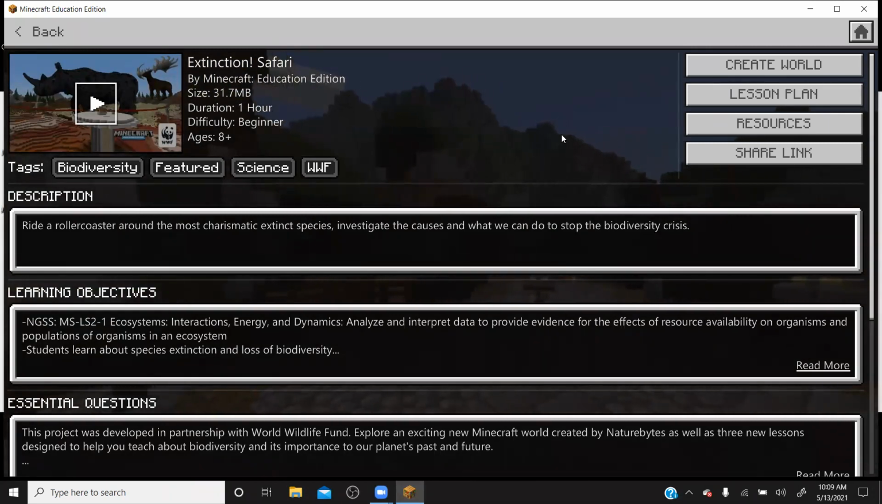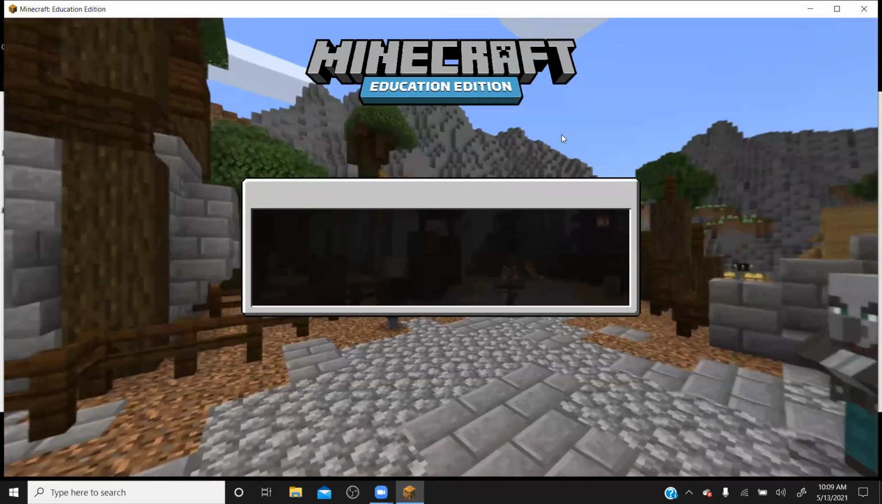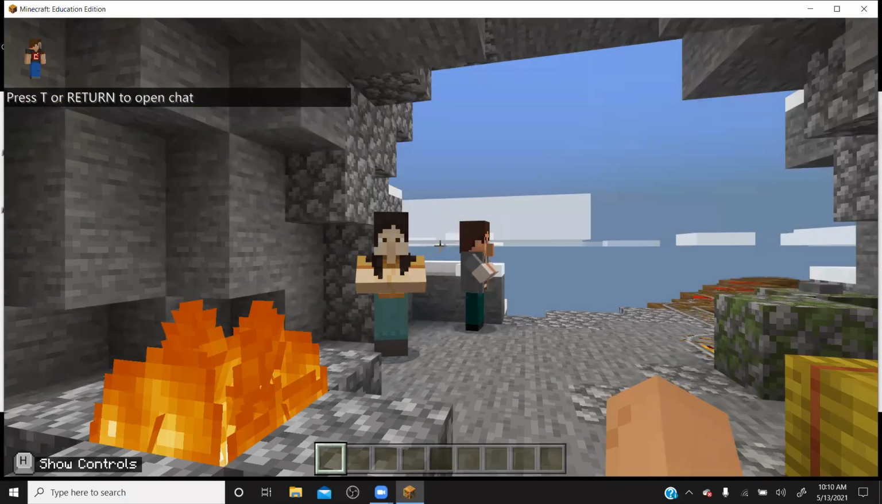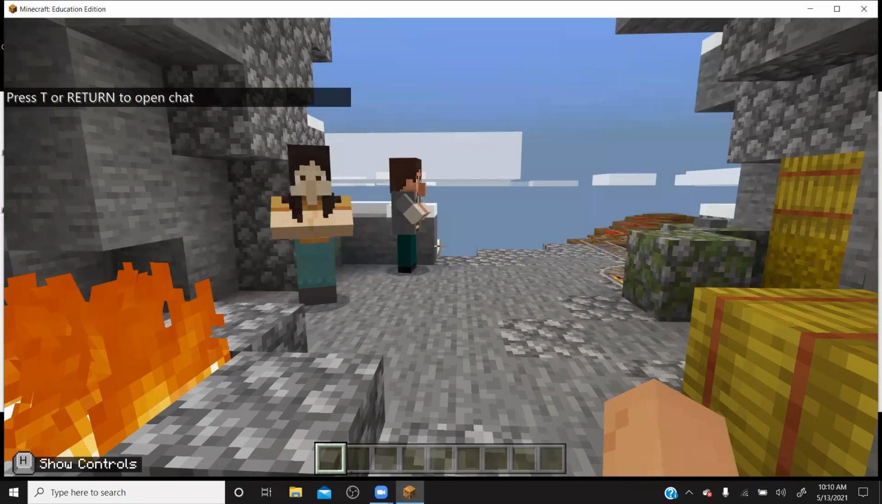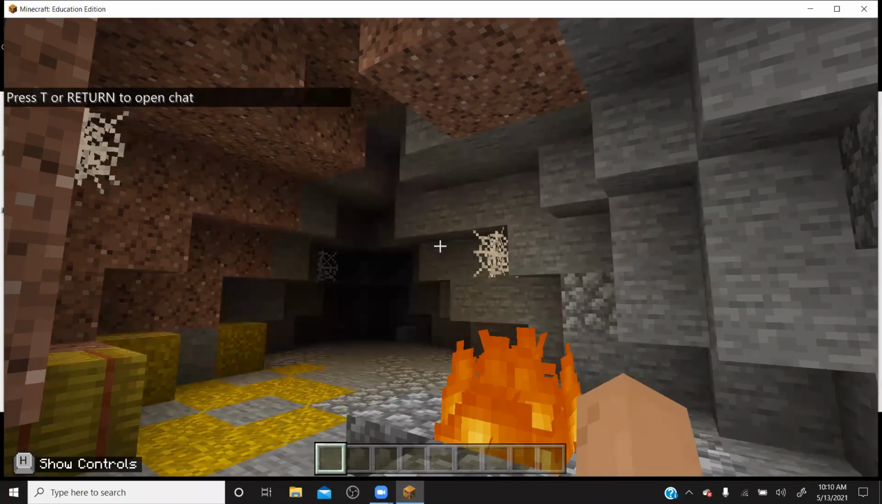We're going to take a roller coaster, if you will, through time, going back into time. And what I want to do during this lesson is show you how you can access these lessons and how you can use these to create your own field trips anytime. So first of all, we're going to start in this. It starts us off in this cave. It's kind of cool. Got spider webs and a fire going.